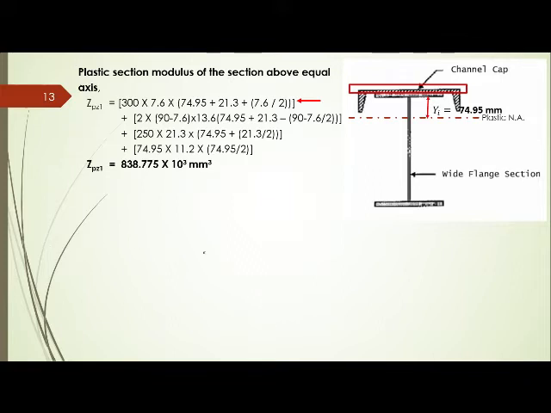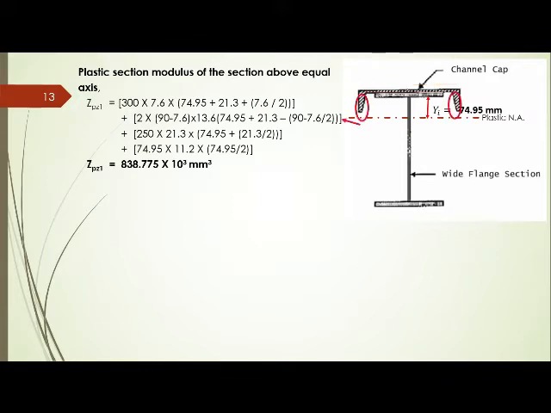This portion is 300, this is referring towards the web portion of the cap channel. 300 into 7.6 is the thickness of the web of the channel actually. So it is 74.95, this distance, into plus 21.3 plus 7.6 divided by 2. What we are doing actually to find out ZP, we are taking A into Y distance, that is the CG distance of this section concerned from the neutral axis. So it will be 7.6 divided by 2 from the CG of the web of the cap channel.